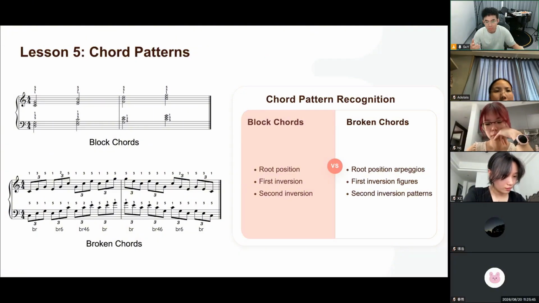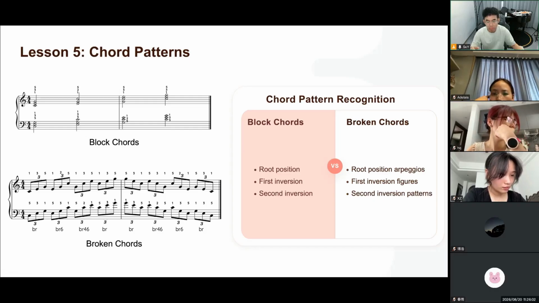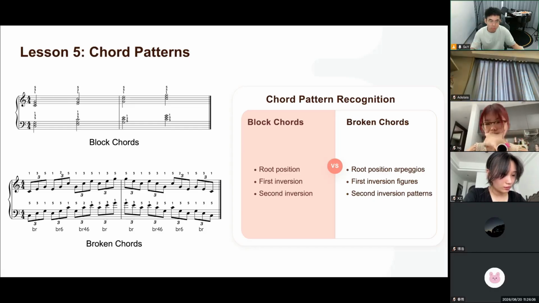Then we use these labels for block chords. BL for root position block chord, BL6 for first inversion block chord, BL4-6 for second inversion block chord, and for broken chords we use BR for root position broken chord, BR6 for first inversion broken chord, BR4-6 for second inversion broken chord.